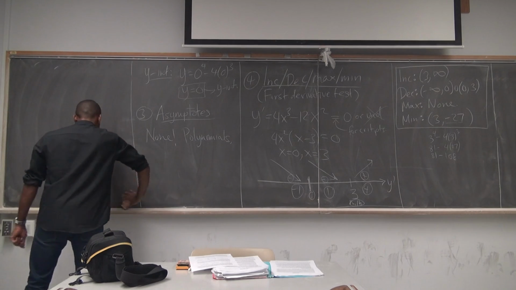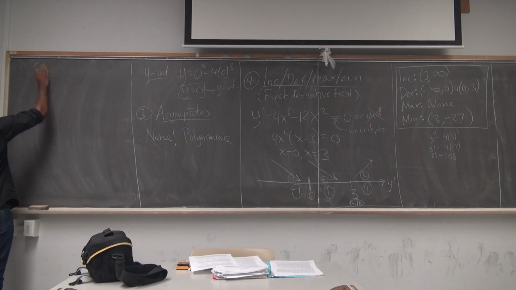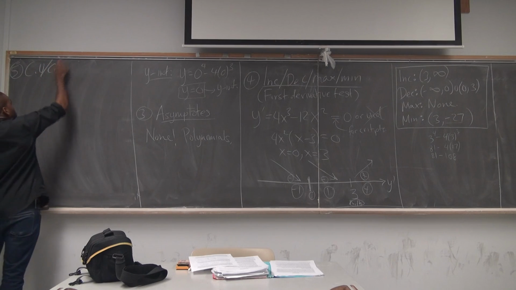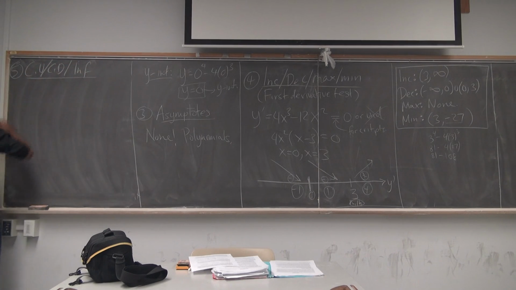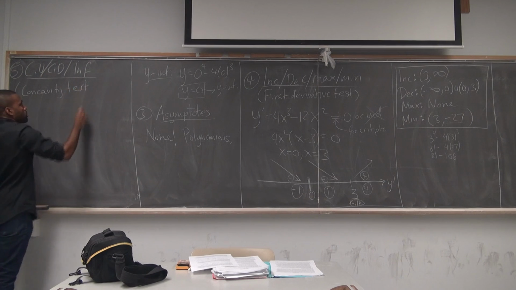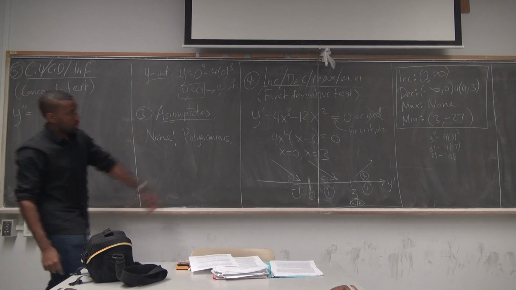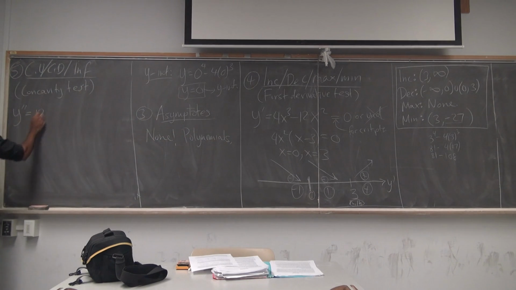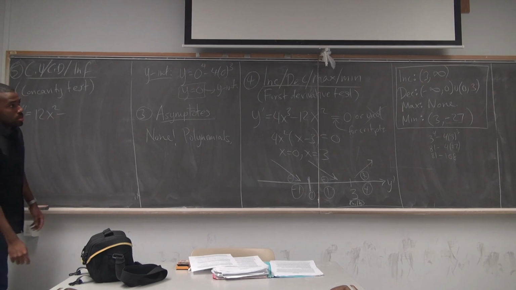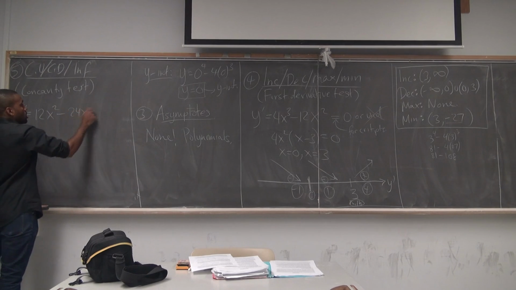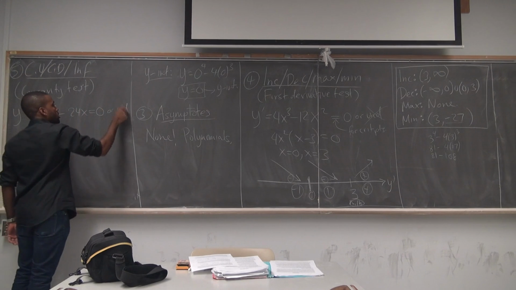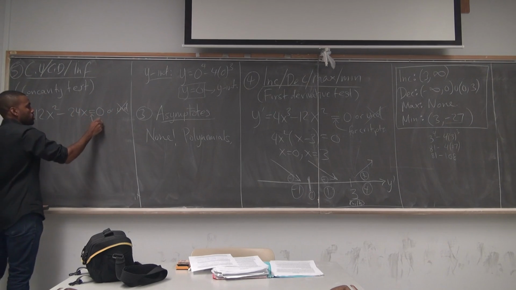Now we move on to step 5. Step 5 is where we do concave up, concave down, and inflection points. What do I do here? Second derivative. I will do the concavity test, which I introduced at the beginning of last class. So I'm going to find the second derivative, which is 12x squared minus 24x, the derivative of the derivative. I set that equal to 0 or undefined. It's never undefined, it's a polynomial, but I set it to 0 for the critical points.